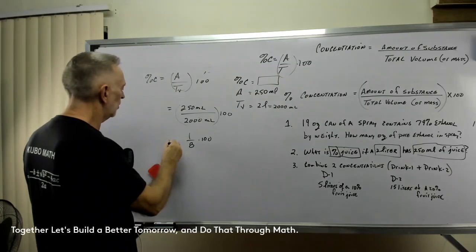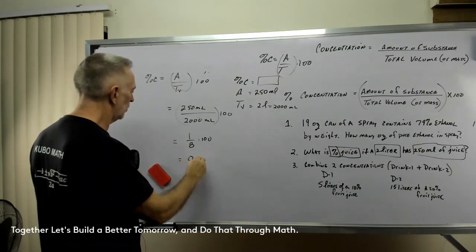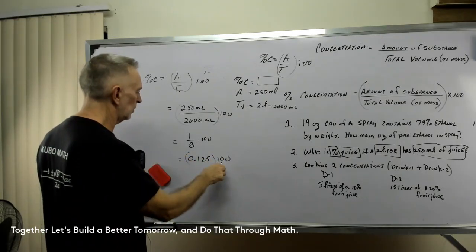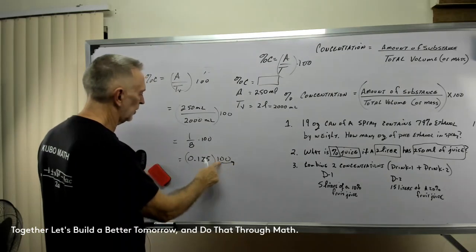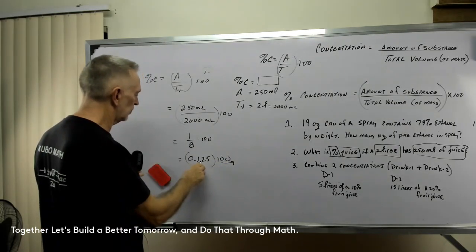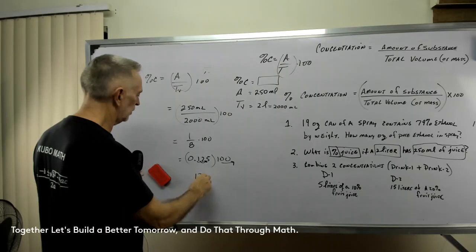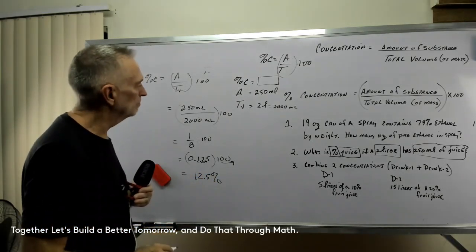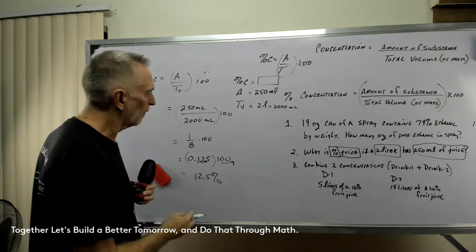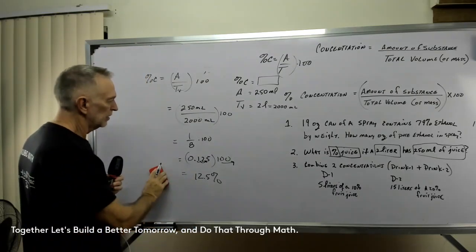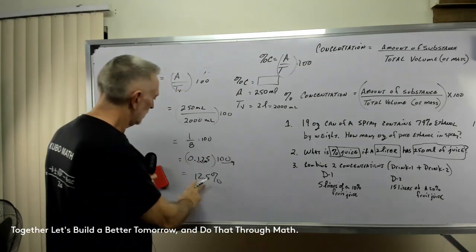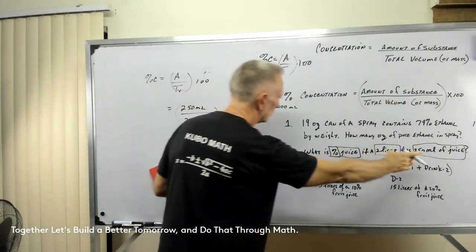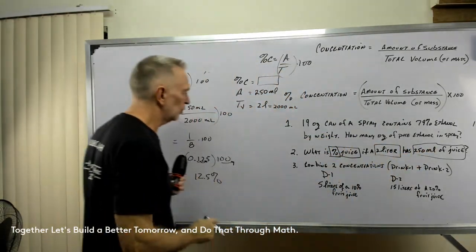Well, 1 over 8 is what? 0.125 times 100. Okay, so I know I'm moving the decimal point over to the right 2 places, 1, 2. So that's 12.5%. That was the most simple one so far. Okay, so I had 12.5% of the juice, this type of juice inside that 2-liter bottle.